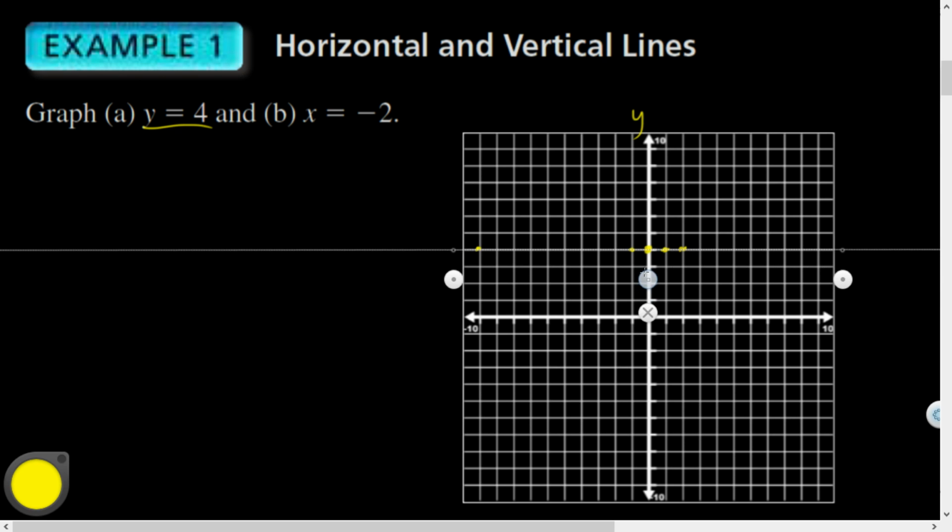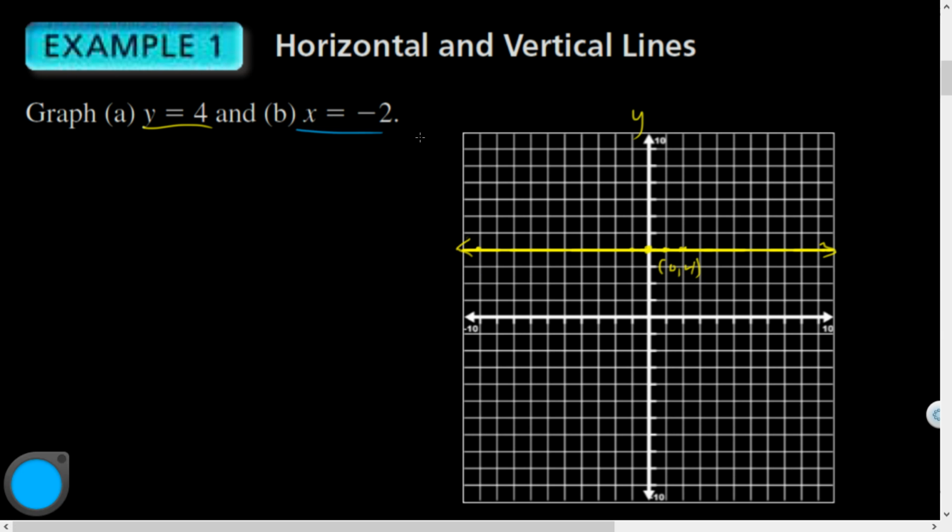All right. So I would draw the horizontal line like so. Notice its y-intercept, the point where it crosses the y-axis, is at 4, or it's at the point (0, 4). So something like that would be that equation.